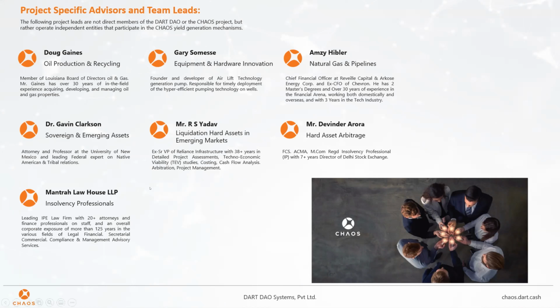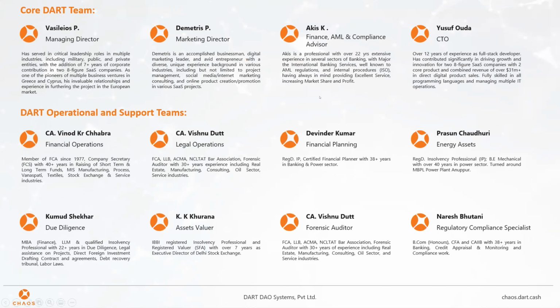Again, these are not official parts of the Chaos team or the DART team. The DART team is comprised of the core team up here and the operational and support team down here. But these are critical people who help this whole thing function. I'm one of the people that is involved in this because obviously we've run the Solar Oil project for a while. That is now going to be contributing its production into the Chaos token as well.